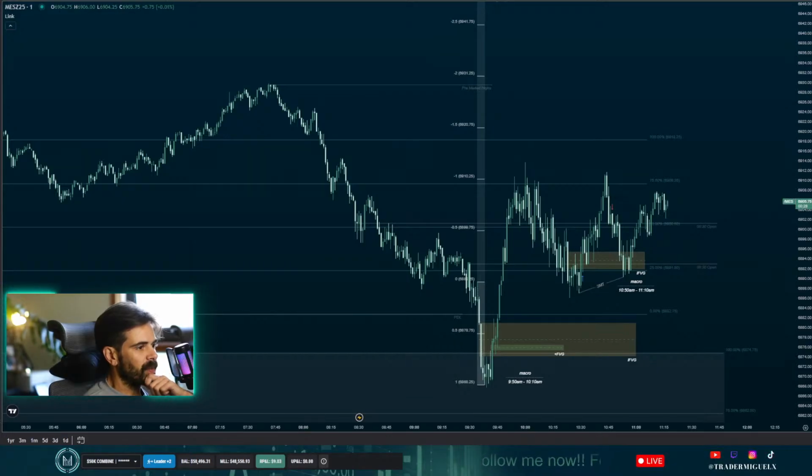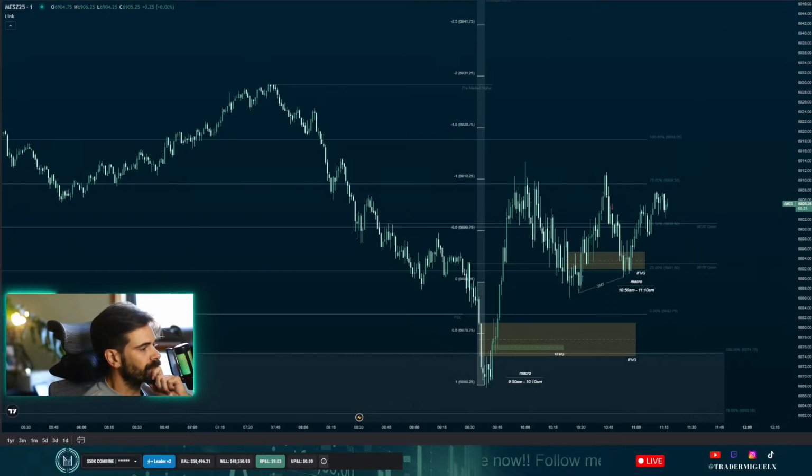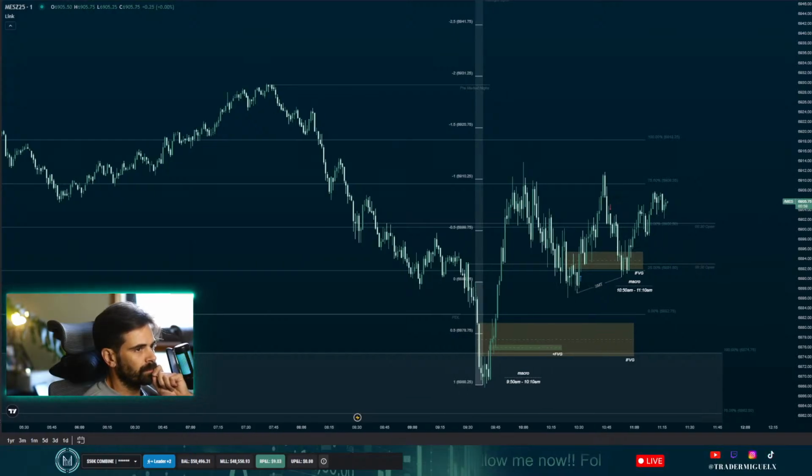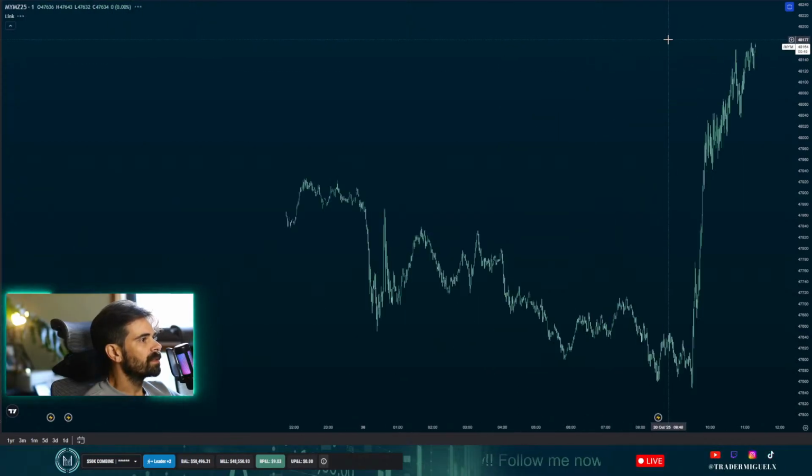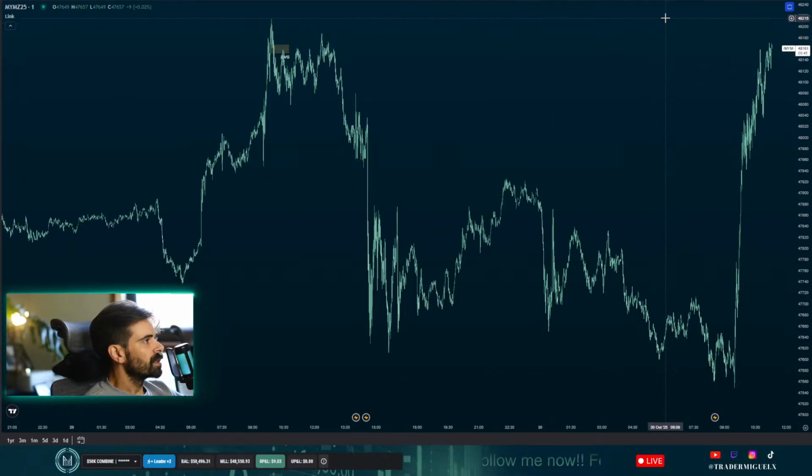It seems NQ wants to go once again a little bit lower. I don't know about it, but let me take a look at YM to see if it is. Yeah, it's close. 40 handles away.